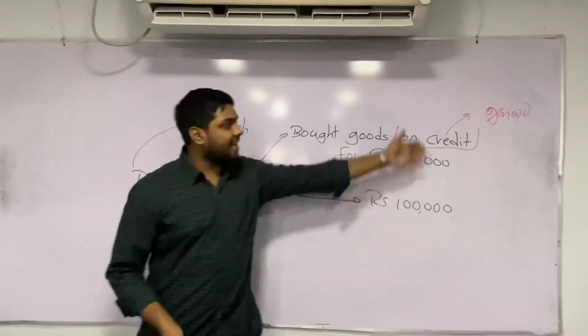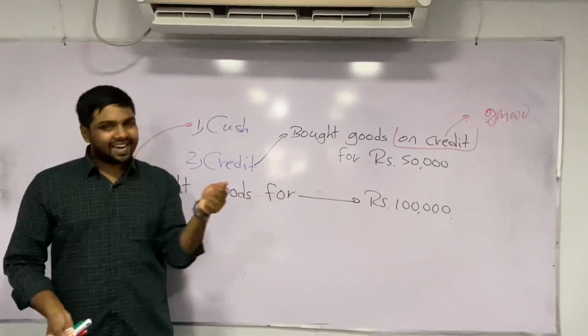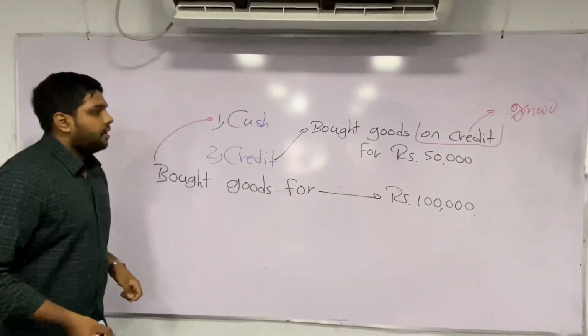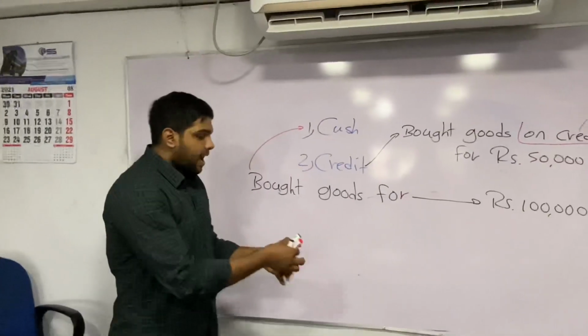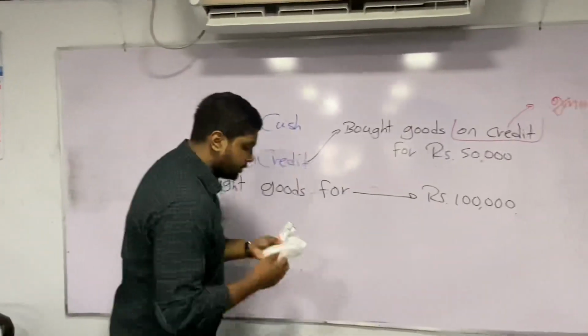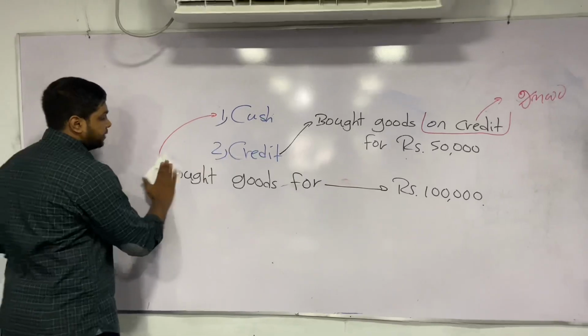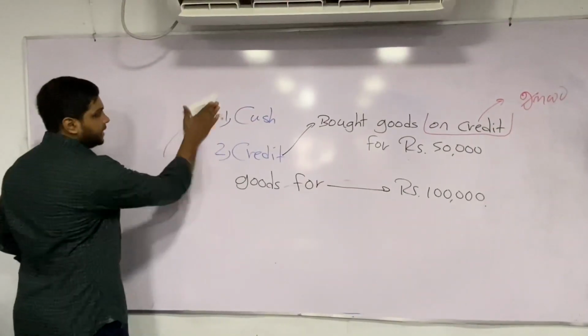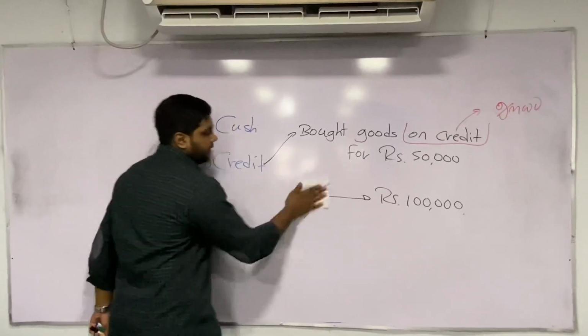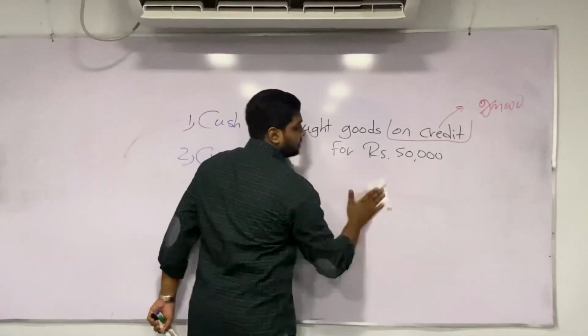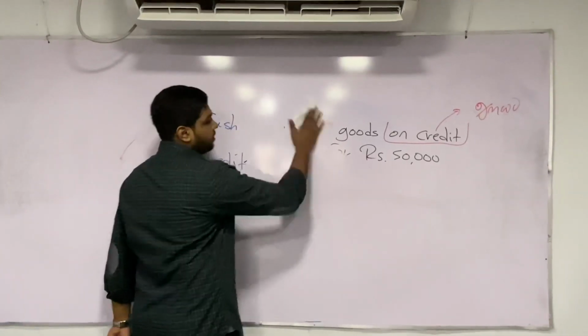You are buying it on credit, right? Now comes the problem. I am going to erase this whole thing. Now the main point is coming. I am going to erase this, but I am going to keep cash and credit on the board, right? Give me a minute. Focus on these areas. Thank you.